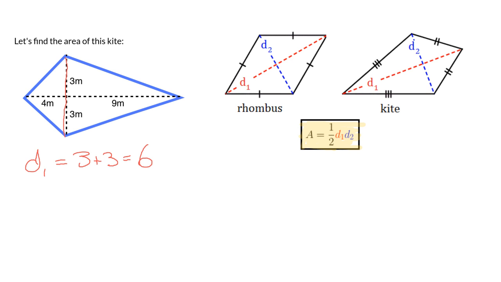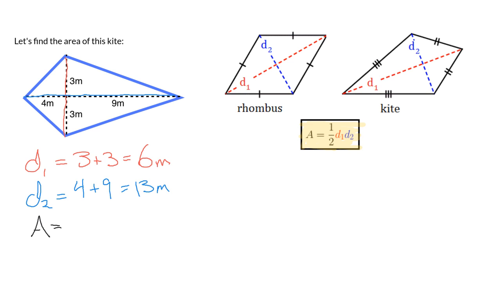Now for D2, we're going to say this runs the other way through this kite. I'm going to remind you guys that it doesn't matter which diagonal we call D1 and which diagonal we call D2, because we're multiplying them together. So 3 times 4 would be the same as 4 times 3. The order really doesn't matter. So for D2, we're going to say this is 4 plus 9 equals 13. Oh, and I should add there are units in this problem. We have actually 6 meters and 13 meters.